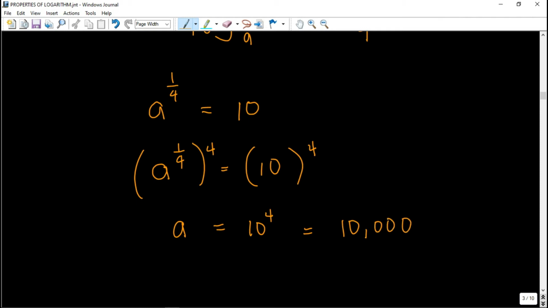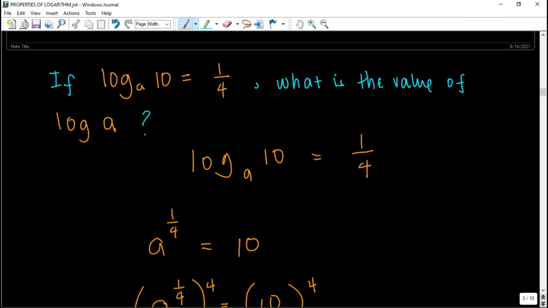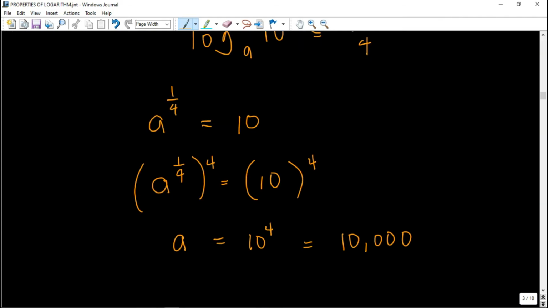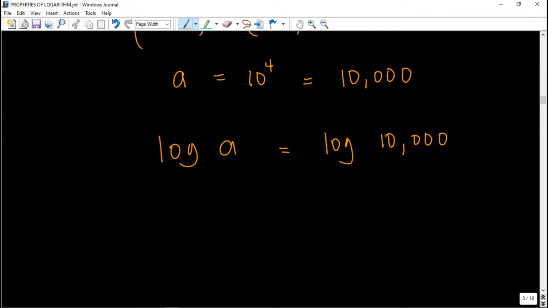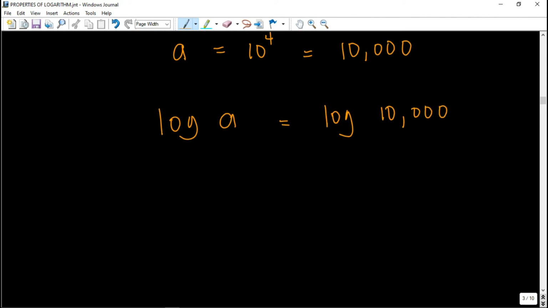Since we got a, let's go back to the question: what is the value of logarithm a? Logarithm a has no base written, which means this is base 10. So we can just input the value of a here. We have logarithm 10,000. What should be the exponent of 10 in order to get 10,000? Logarithm of 10,000 is just equal to 4.